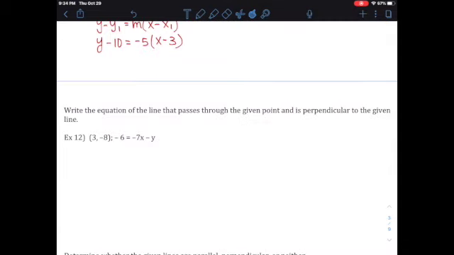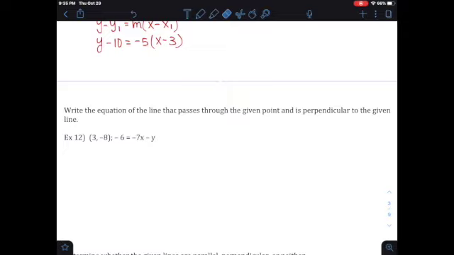We are going to do one with a little different form. Write the equation of the line that passes through the given point and is perpendicular to the given line. Now, in example 12, the equation they give you does not have the slope by itself, so we need to move things around. Again, the best way to get the slope out of the equation they give you is y equals mx plus b, slope intercept form. There is the word slope. Okay, so let's move them around.